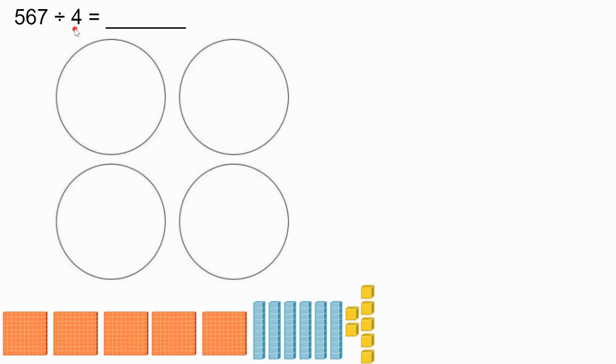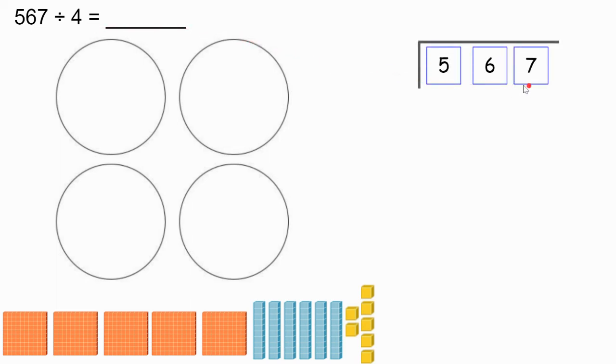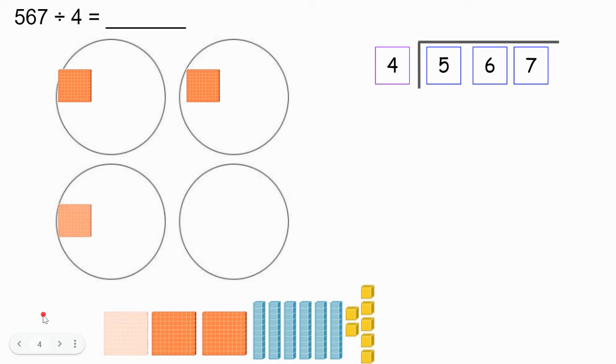We can represent this using the standard algorithm by placing 567 in the middle here, and we're going to place 4 on the outside since that's our divisor. First, let's go ahead and share our flats since that's the biggest place value. We're going to give each group 1 flat until there's not enough to share evenly. We can see there's 1 flat left over, but we can't share this 1 flat between 4 groups evenly, so we're going to pause on sharing for right now.